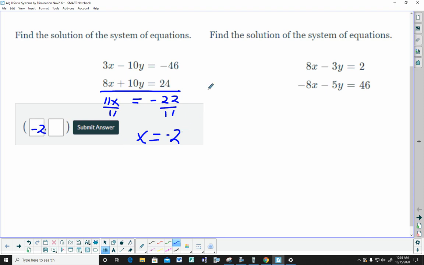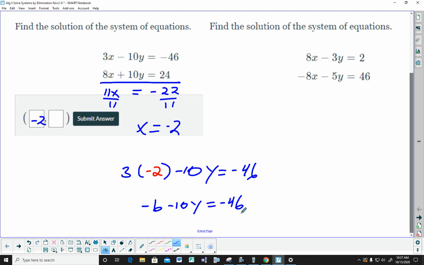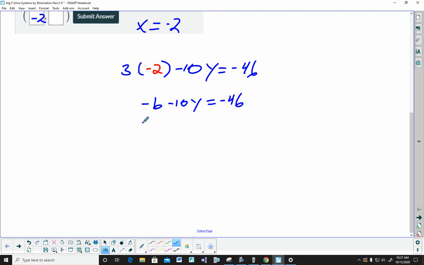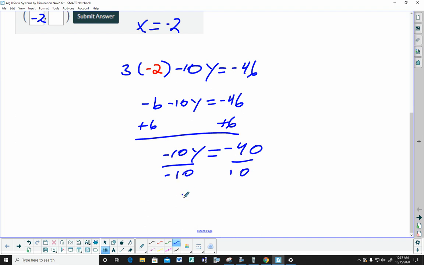Now you still have to pick either of these equations, fill in what the x value is worth, and solve for y. So I'm going to fill in the negative 2, because that's what I got. Then I have negative 6 minus 10y is equal to negative 46. I'm going to add the 6 to both sides. You have negative 10y is equal to negative 40. Then divide by negative 10, and you get y is equal to 4.